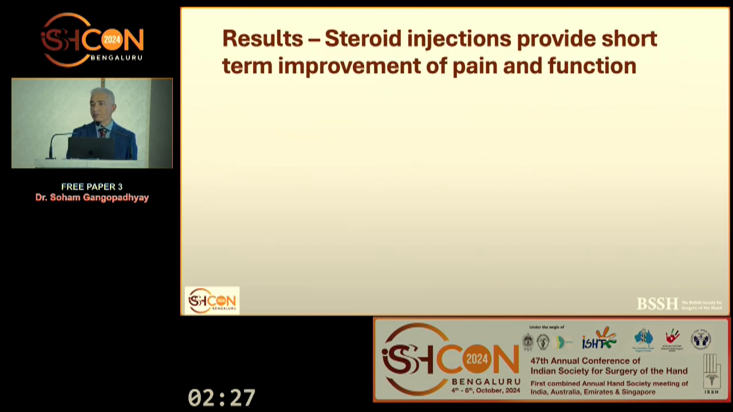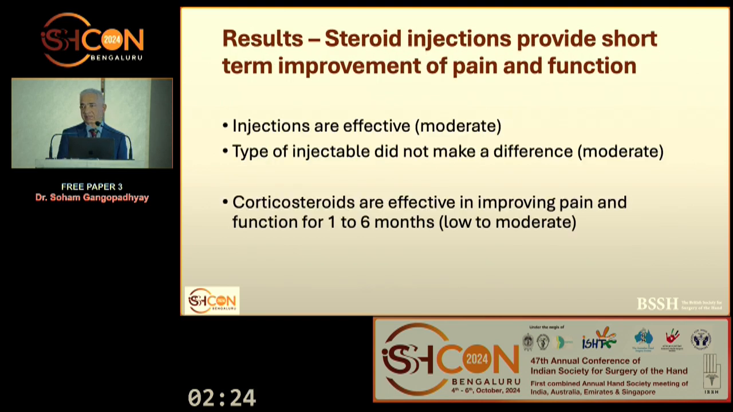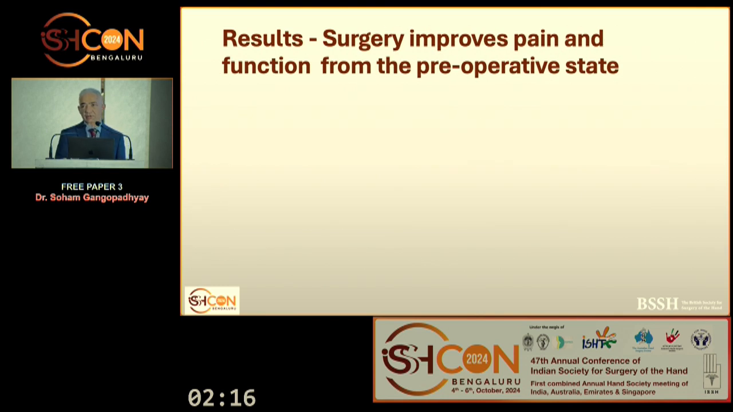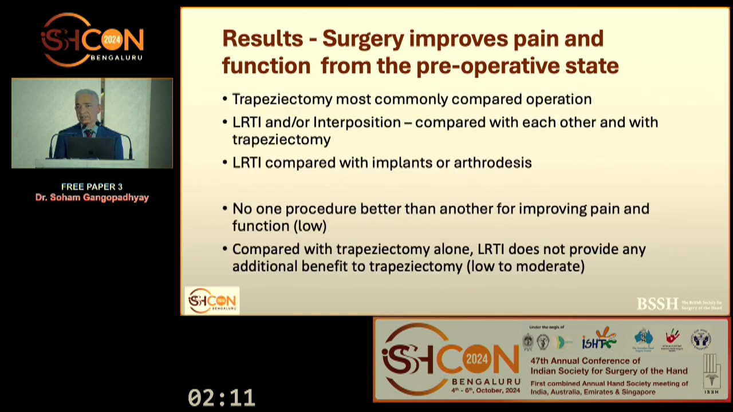Steroid injections do improve pain and function. The evidence is that it does so for short lengths of time, up to 6 months, usually 3 months. Surgery does also improve pain and function when compared to the preoperative state. When surgery is performed, trapeziectomy is the most commonly performed operation. It is commonly compared with other operations, particularly LRTI. And from our review and many other reviews to date, we could not find superiority of any other procedure over trapeziectomy for improvement in pain and function.